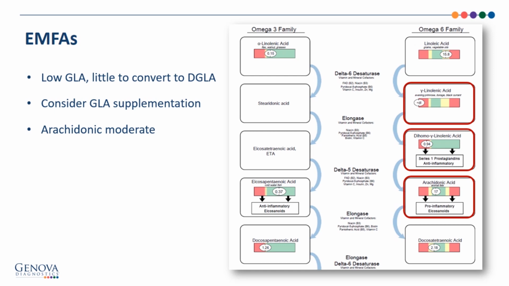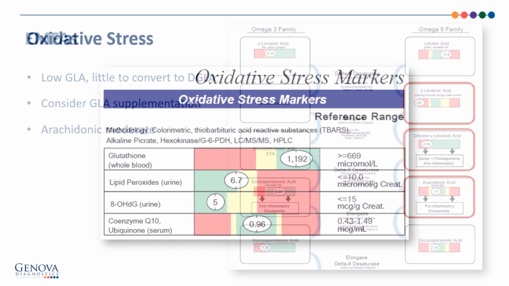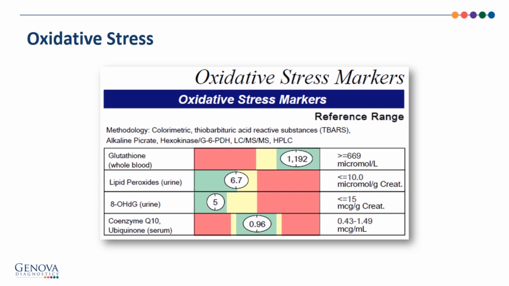As a result of the low delta-6 desaturase conversion of linoleic to gamma-linolenic, I would also think about the nutrient cofactor findings listed on the center of the page under delta-6 desaturase. The oxidative stress markers look just fine. The glutathione, the lipid peroxides, and 8-OHdG, remember those two are measurable oxidative stress damage when in the yellow or red, and the CoQ10 is moderate, so really nothing here that speaks to supplementation needs.